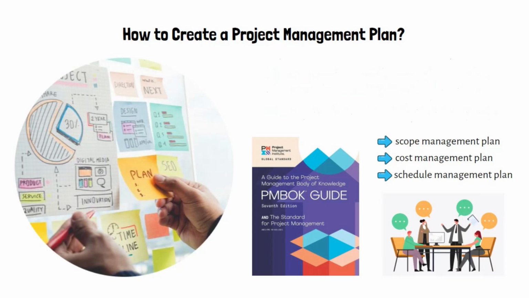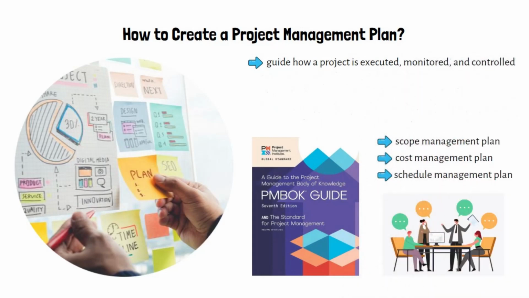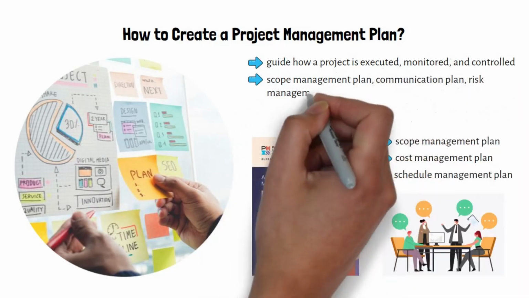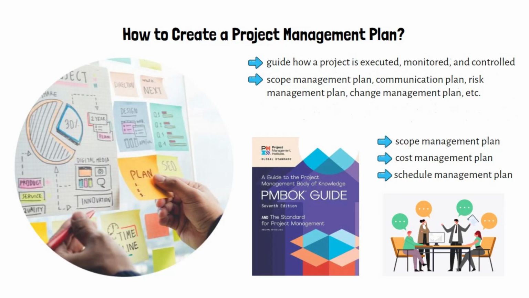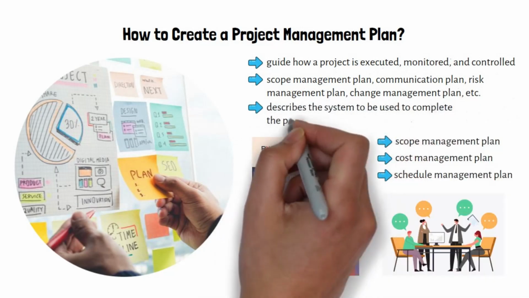To sum up, a project management plan describes the details to guide how a project is executed, monitored, and controlled. It involves a group of subsidiary plans such as Scope Management Plan, Communication Plan, Risk Management Plan, Change Management Plan, etc. It is a formally approved document plan which describes the system to be used to complete the project successfully.